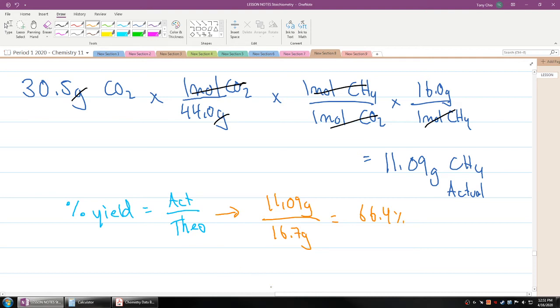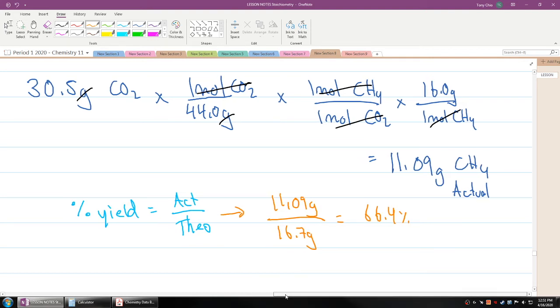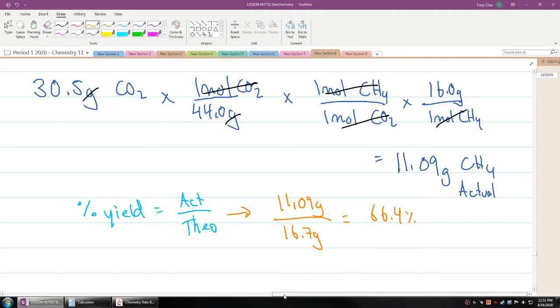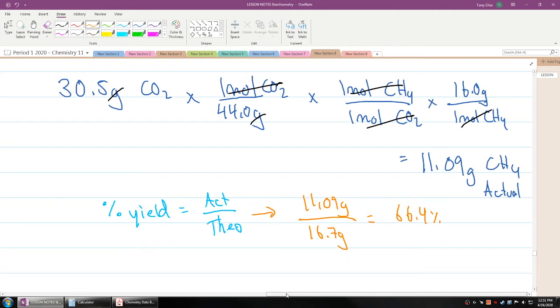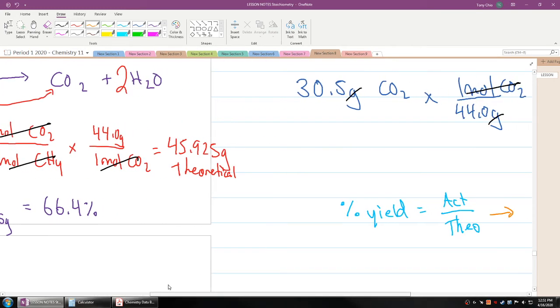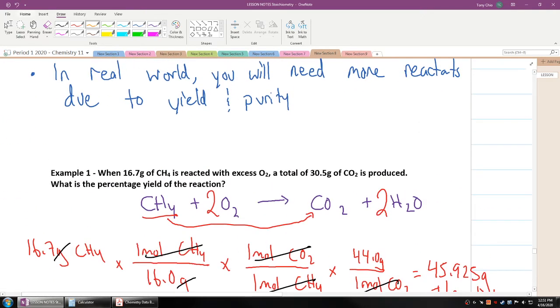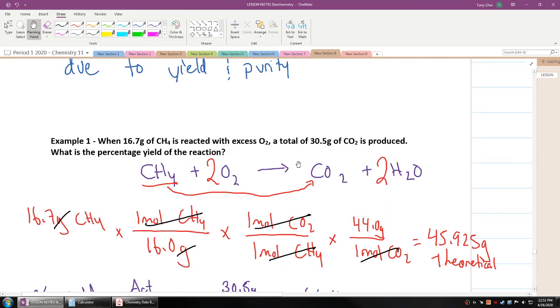So what I'm trying to show you here is it doesn't matter which chemical you use, as long as you know whether what I solve is going to be my actual or my theoretical. The percentages are exactly the same, 66.4%. So that's why you've got to be careful. If I'm starting with a reactant and I convert to a product, I just converted for my theoretical. If I go from a product to a reactant, I found my actual.